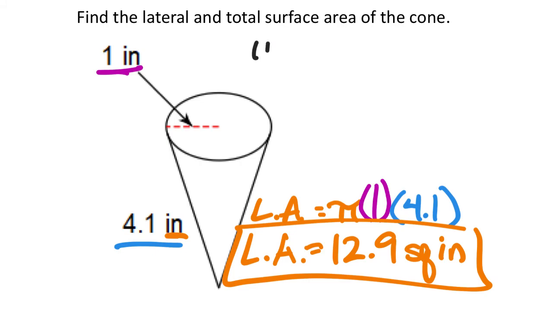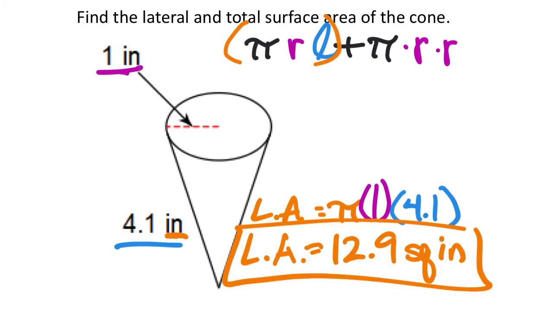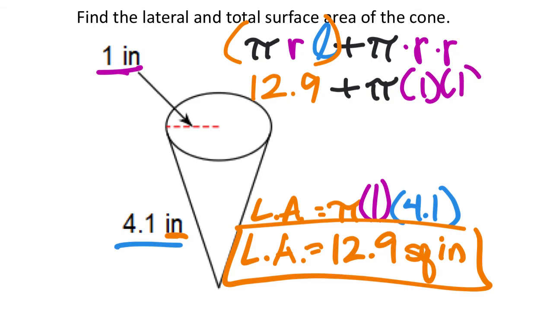So again, just considering the full formula for this, not that we really need the full thing because we just found the lateral area. But this is what it looks like. R is the radius, L there is the slant height. But we just figured out this part. That's the lateral area at, I'm going to say 12.9. But I still need to add pi times the radius, which was given as 1, times the radius of 1. So 12.9 plus pi times 1 times 1.